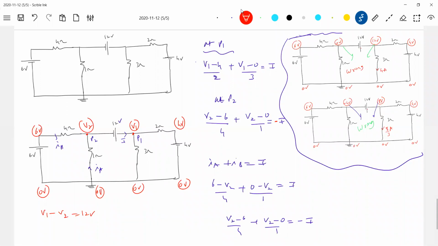Equate this, solve it, and what is the reference? V1 minus V2 should be 12 volt. Two equations are there. Okay, anybody answer? V2 is 78 by 25. V1? 222 by 25.